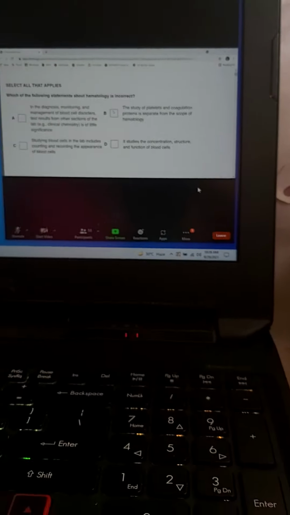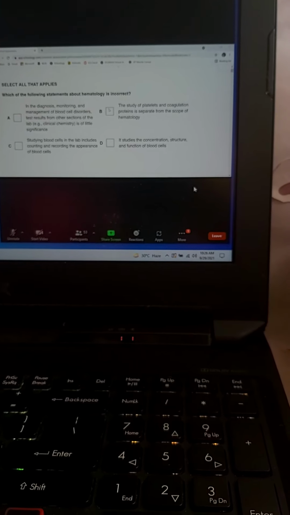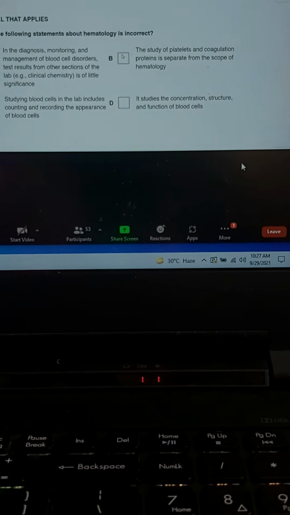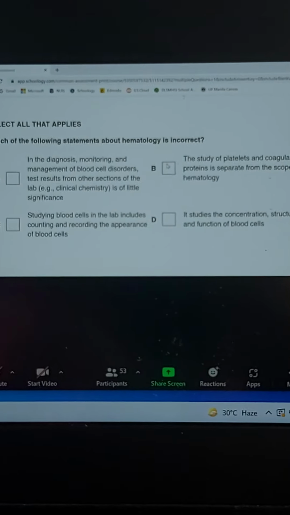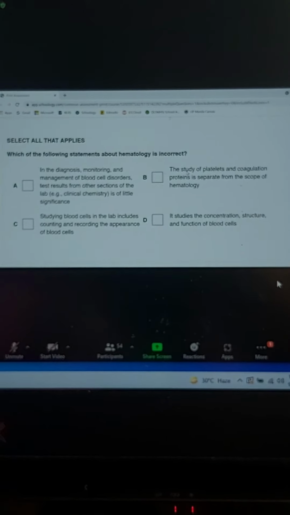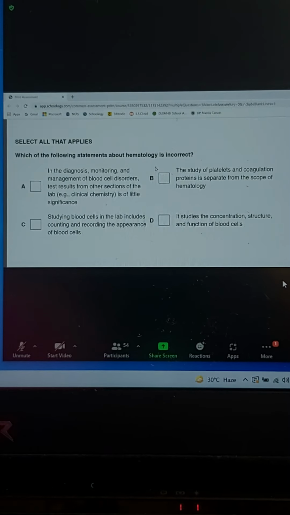So letter B, is it incorrect? So the study of platelets and coagulation protein is separate from the scope of hematology. So letter B is also incorrect because hematology is concerned with the study of the blood as a specialized connective tissue. So inaaral natin dito yung functions ng ating mga blood cells as well as the ability of your blood to create a solid blood when injured. Okay? Kapag na-injured yung ating blood vessels. So letter A and letter B are the correct answers for question number 1.